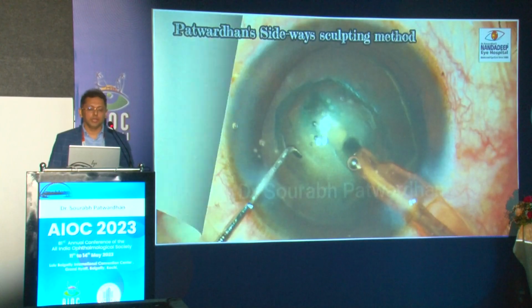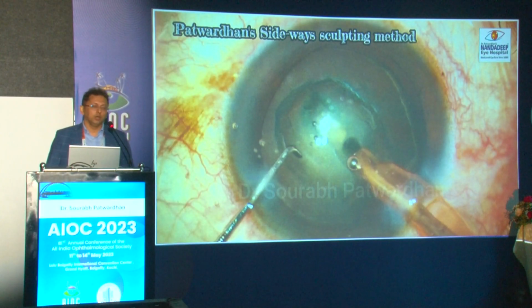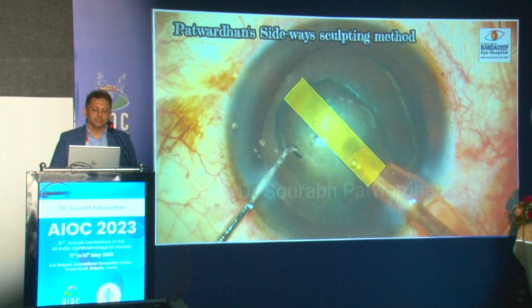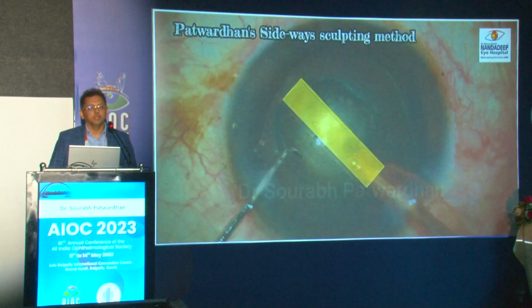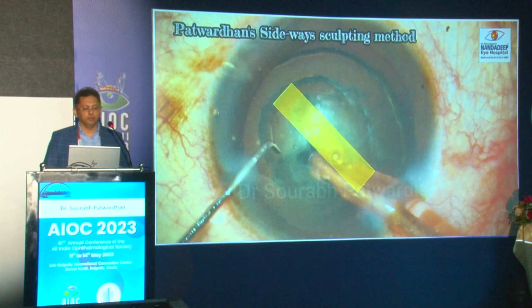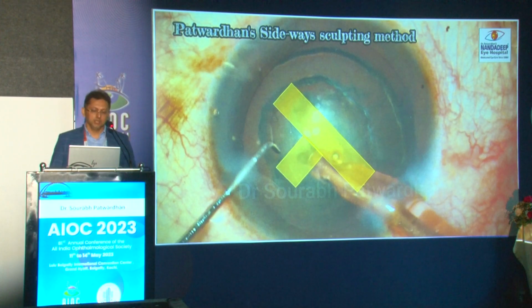In this video, I am using Ozil phaco. First, the central deep trench is done, just like the regular trench divide technique. And after doing the first trench, rather than dividing the nucleus, we do this sideways sculpting. So the tip is moved sideways rather than rotating the nucleus.